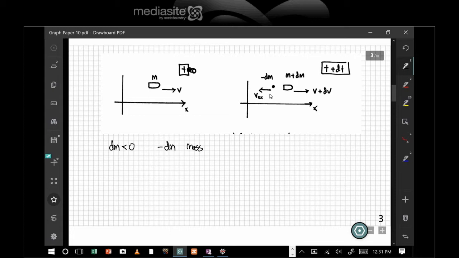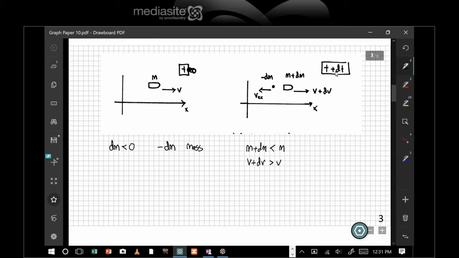Then the rocket itself, its mass is now m plus dm. Remember, dm is a negative number, so this is a smaller number, so the rocket mass m plus dm is going to be less than m. However, it speeds up. v plus dv is going to be bigger than v, and that occurs at time t plus delta t.